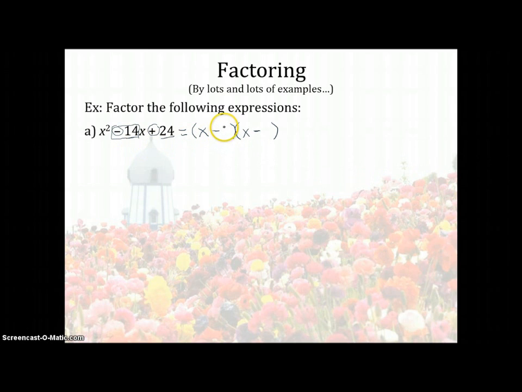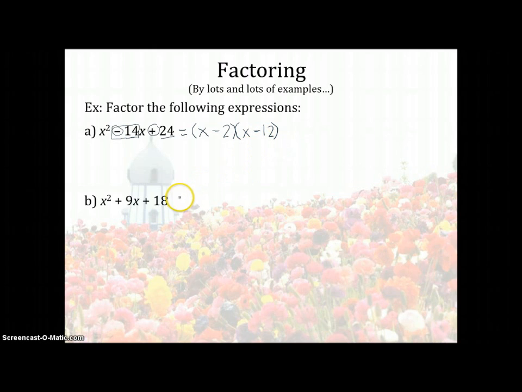I just happen to know that if I take the number 2 and the number 12, negative 2 times negative 12 is going to give positive 24, but negative 2 plus negative 12, remember when we add a negative, we get a negative answer. So that's going to give us negative 14. So here's our solution for factoring this first expression.